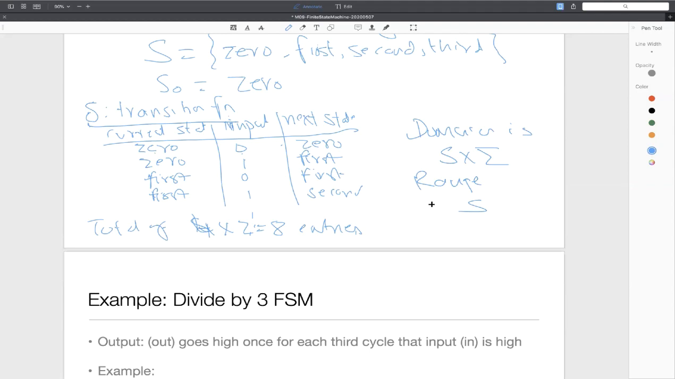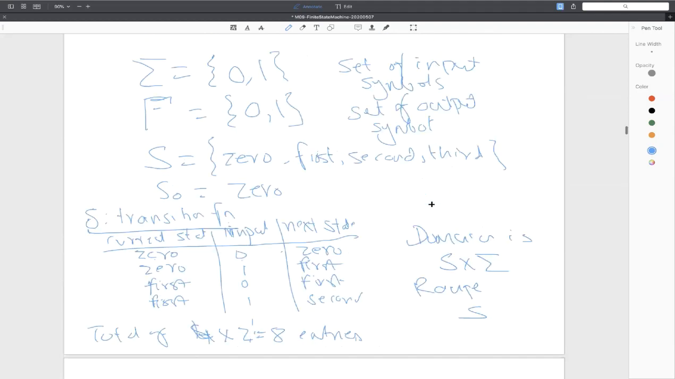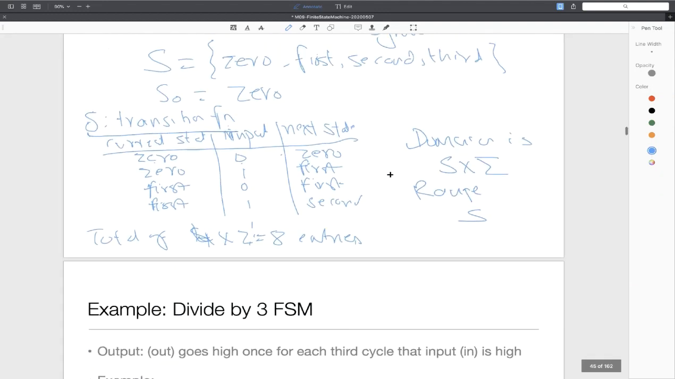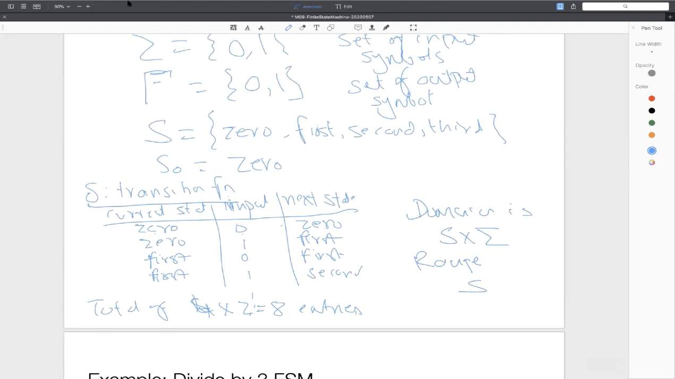And then finally, we had one more function, which is the omega function, which tells me what the output is. So again, you can think of it in the same way. So let me.